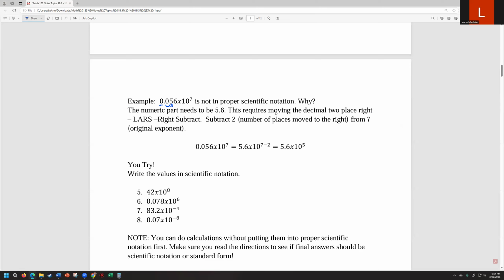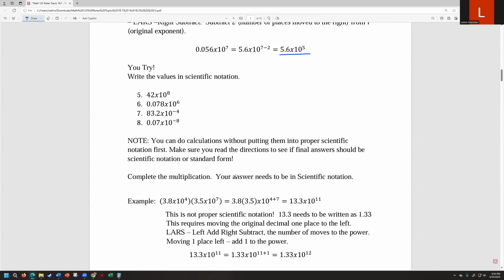This will require moving the decimal 2 places to the right. And remember, right means we then subtract. So we'll subtract 2 because that's the number of places we move to the right from the original exponent of 7. So I showed my work down here. Move your decimal 2 places to the right, subtract that 2 from the power, and then you get 5.6 times 10 to the 5th. Okay. And again, I could verify that these two are the same. This one is just proper scientific notation.